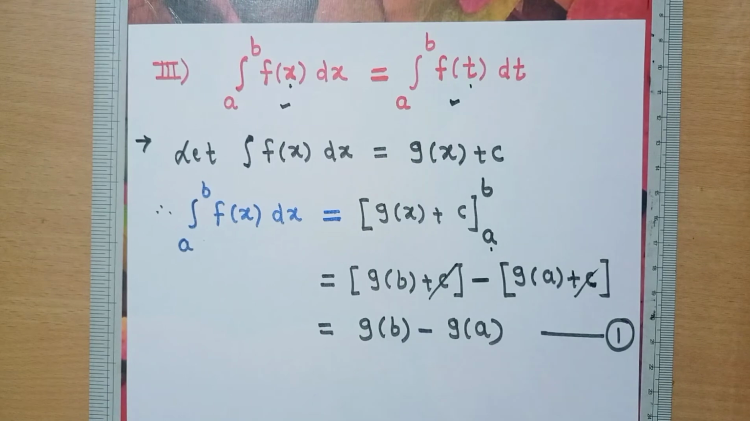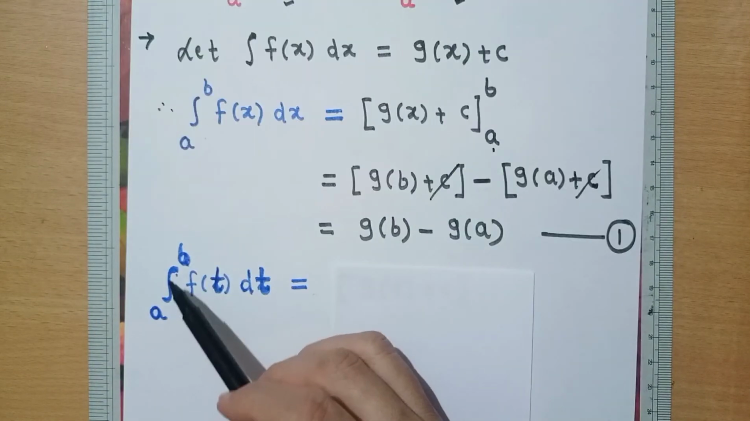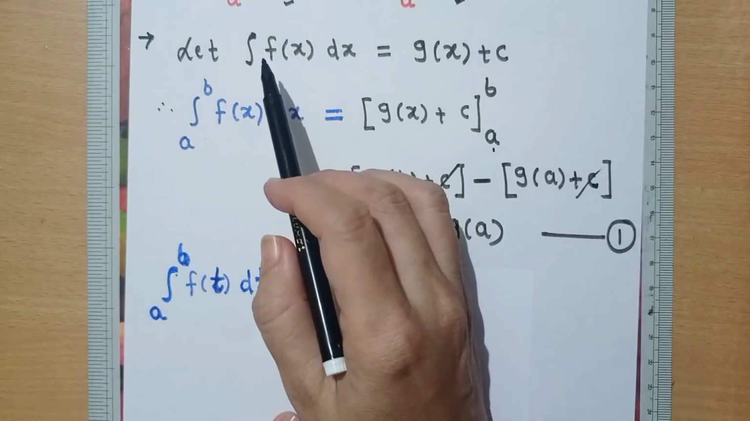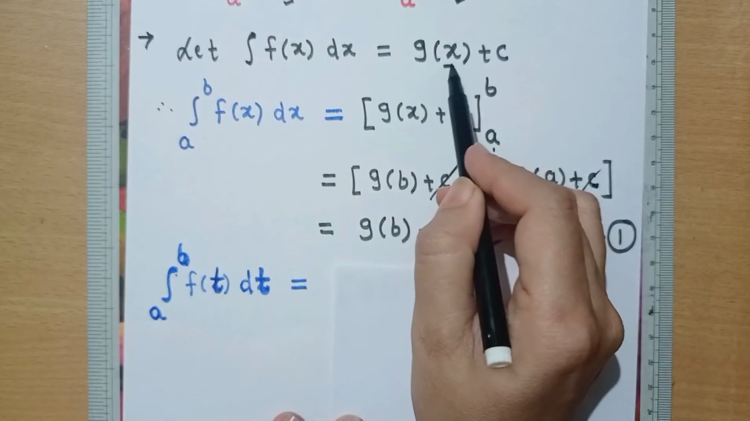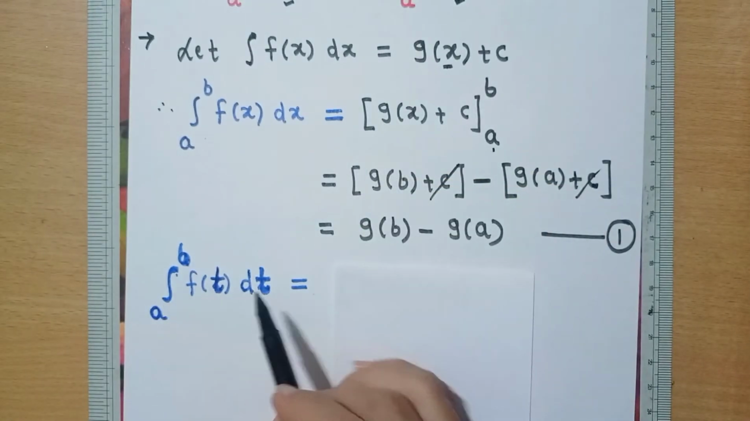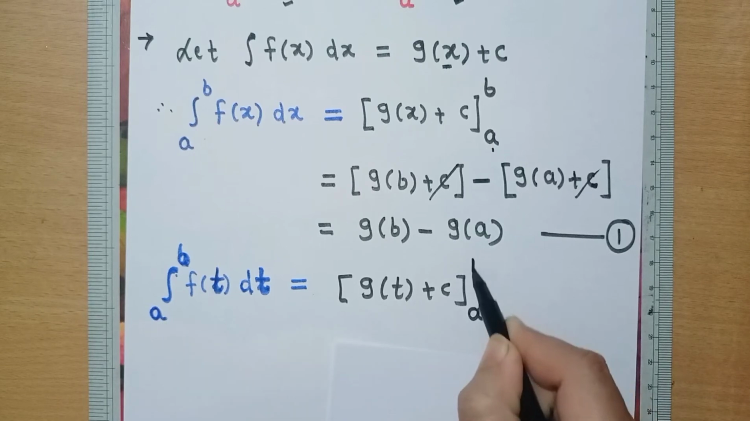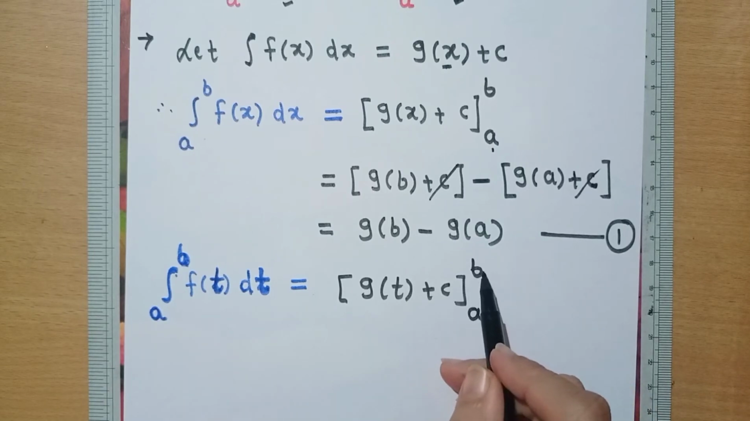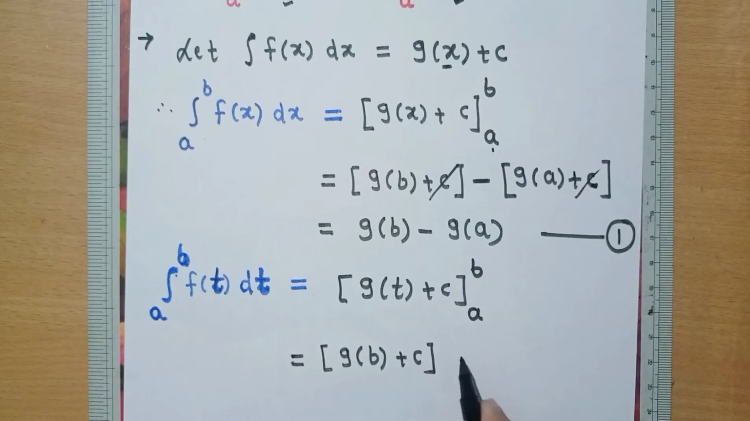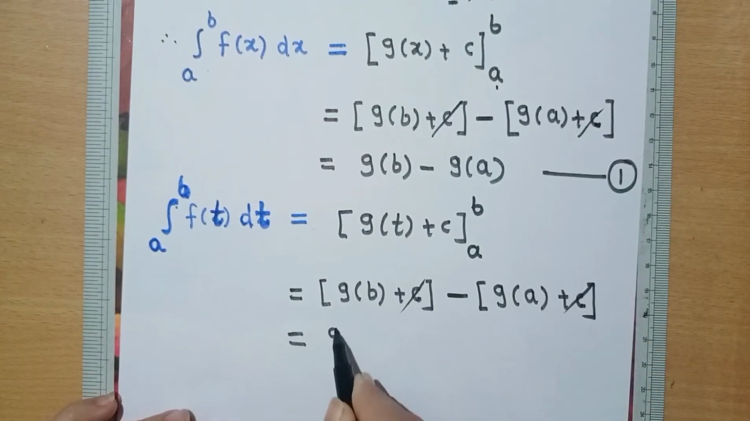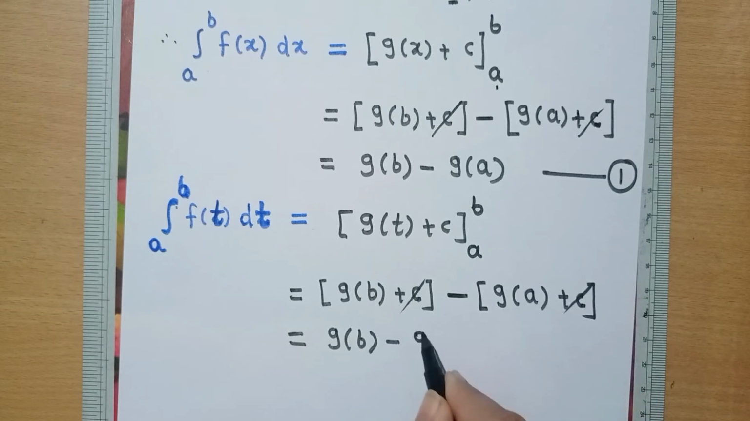Now we will prove the same for the RHS. Check this right hand side: the integration from a to b of f(t) dt is equal to, now look here, the integration of f(x) dx equals g(x). So the integration of f(t) dt will be g(t) + c, and write down these limits from a to b. Then first substitute the upper limit, then a minus sign, then substitute the lower limit, then plus c minus c get cancelled, and we have g(b) minus g(a), and say this is the second one.